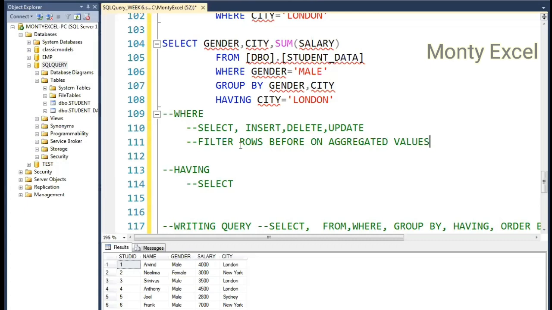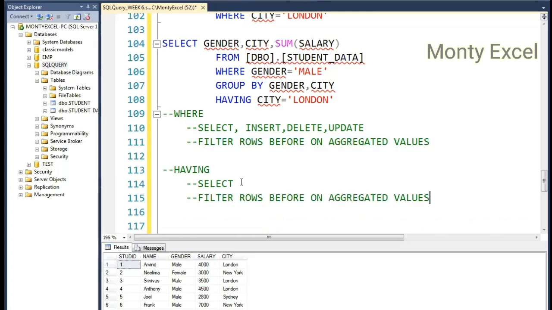I hope it's clear. WHERE filters rows before aggregated values, so it will simply filter only when it is not aggregated. Now let me see what happens in the case of the HAVING clause. HAVING will filter groups. This should be very clear. It filters after your aggregated values. That's it. So this is a primary difference.